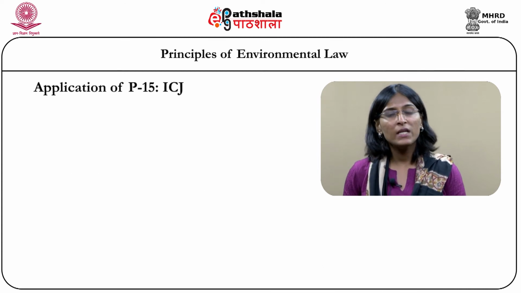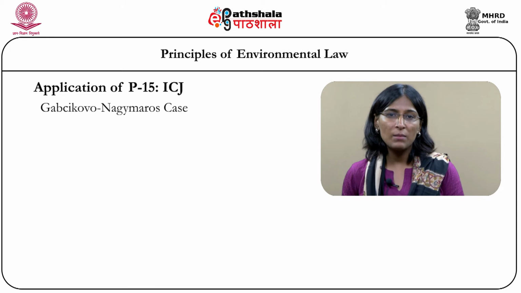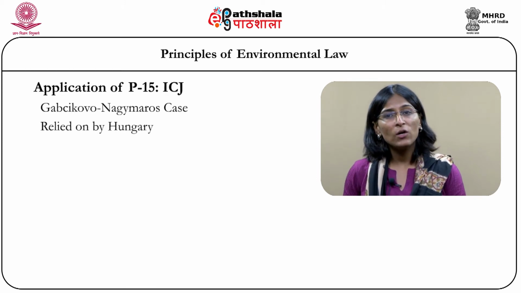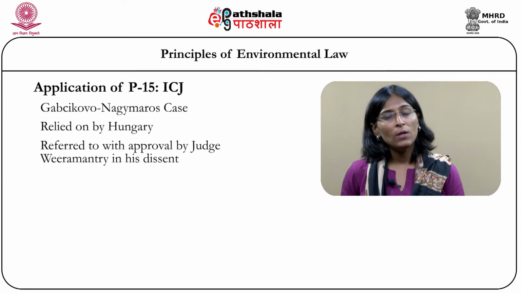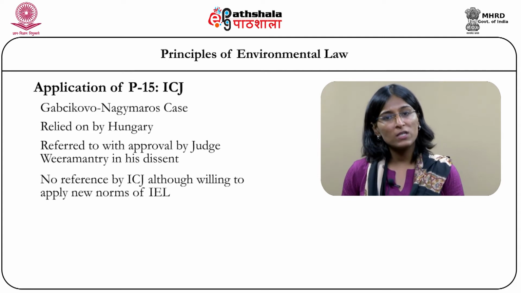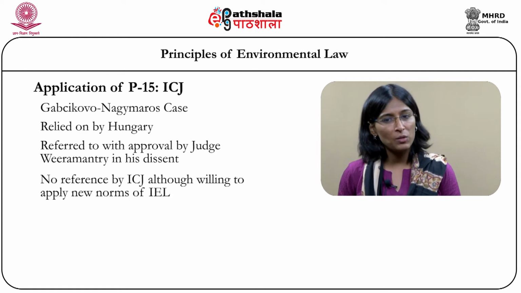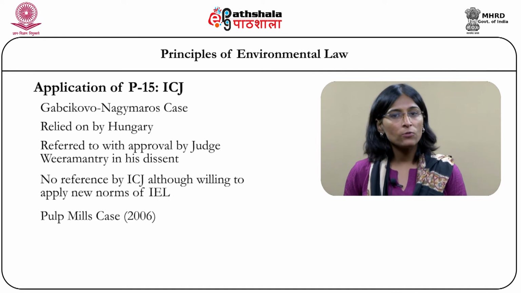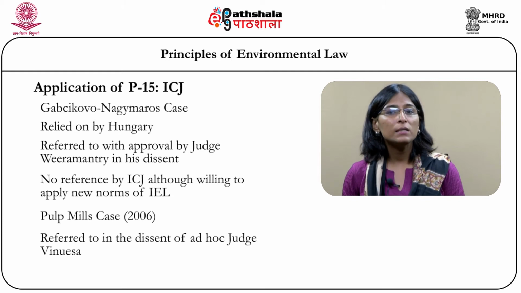The Principle 15 idea of the precautionary approach has been used in the International Court of Justice. For example, in the Gabcikovo-Nagymaros case, this idea was relied on by Hungary. It was referred to with approval by Judge Weeramantry in his dissenting opinion. However, there was no reference in the International Court of Justice decision, although it was willing to apply new norms of international environmental law. In the Pulp Mills case of 2006, the idea of a precautionary approach was referred to in the dissenting opinion of ad hoc Judge Vinuesa.